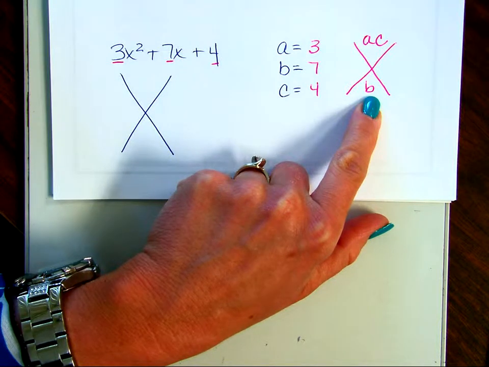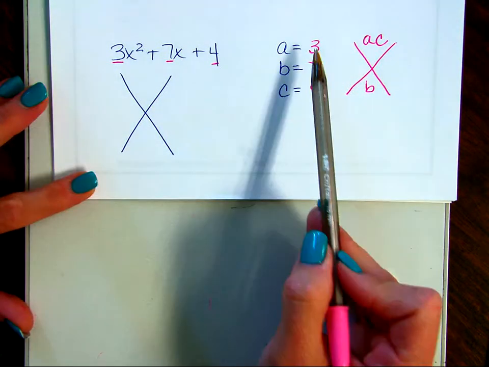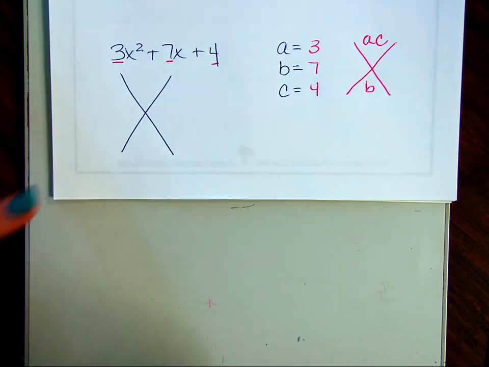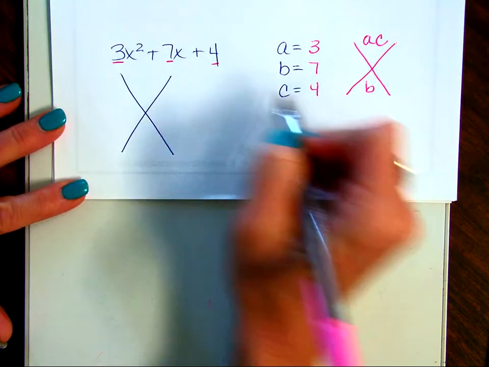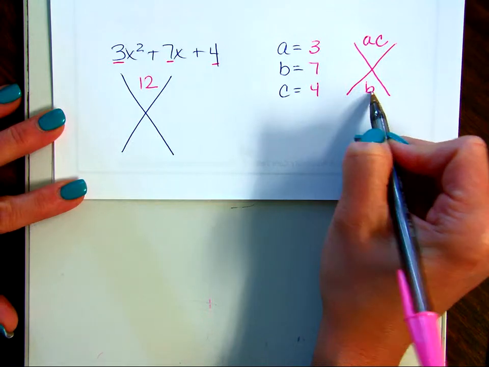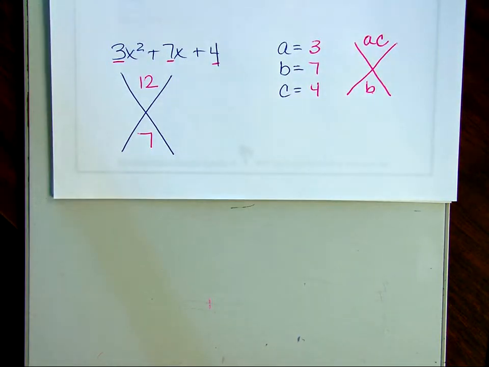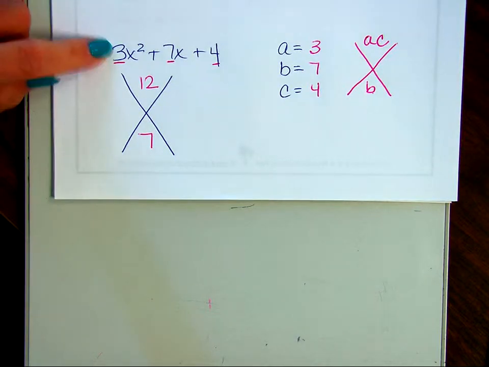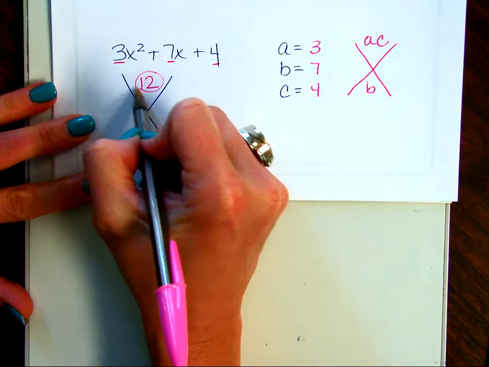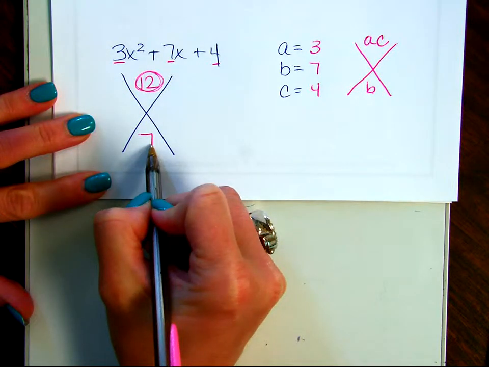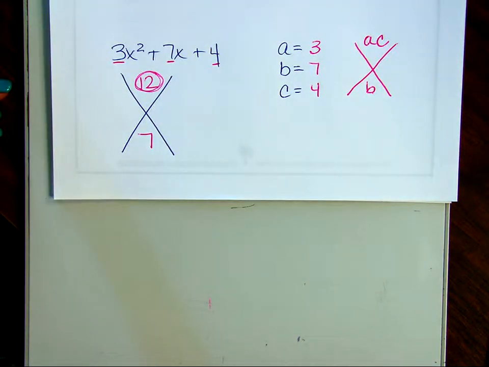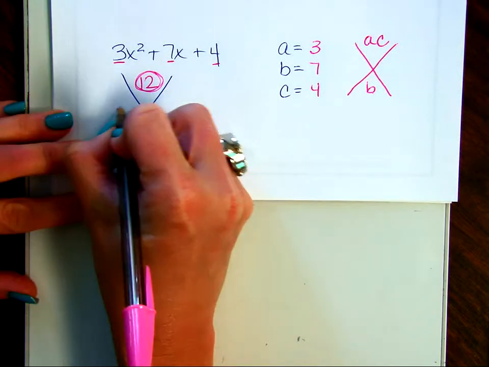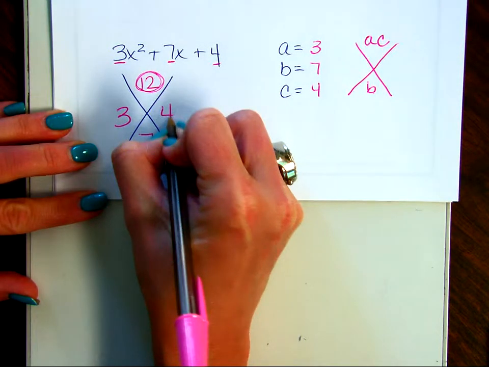Always, yep. As soon as you identify your A and your C, you're going to multiply them together. So what's A times C? 12. And B is 7. And this is kind of a sly way around, well, I can't just go by what do I multiply to get this and add to get that, because that 3 is there. Now look, what do I multiply to get 12 but add to get 7? 3 and 4. So I put the 3 here and the 4 there.